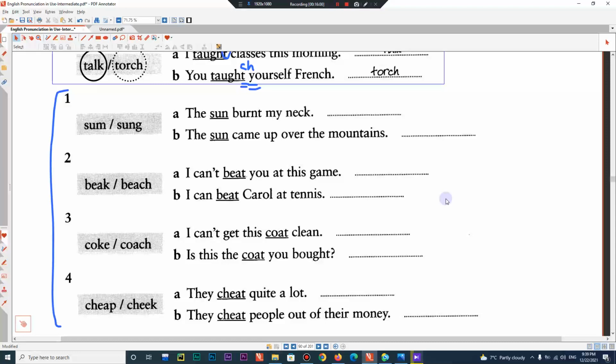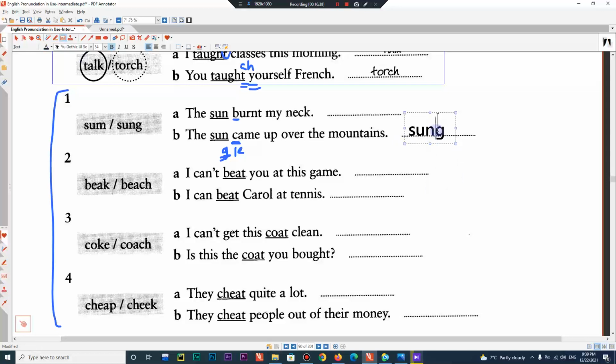Okay, so I'm going to start. The sun burnt my neck. Now, if you take a look, it starts with B. And the next one, the sun came up over the mountains, starts with K. So K, what is close to K? G is close to K. Yes, G, K, like that. So you'd better use "song" here instead of "sun."